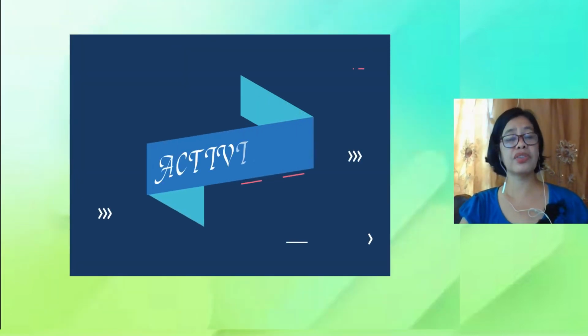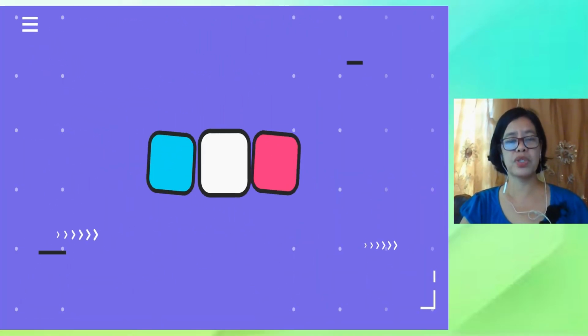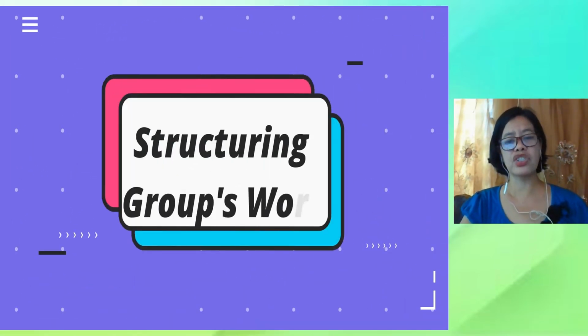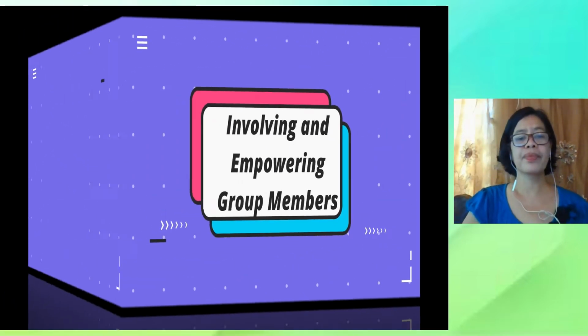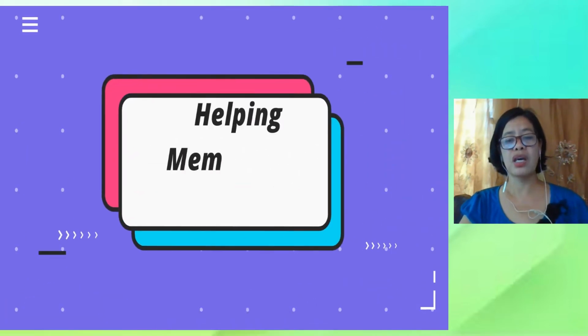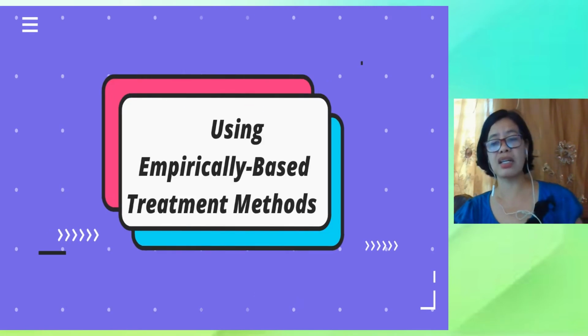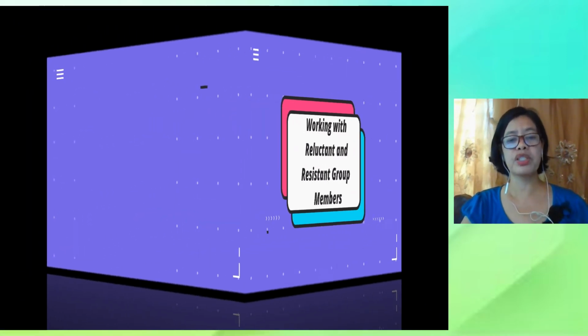Although every group has a unique developmental pattern that calls for different leadership skills, workers are often expected to perform seven broad activities during the middle stage of all treatment groups. These activities include preparing for group meetings, structuring for group work, involving and empowering group members, helping members to achieve goals, using empirically based treatment methods, working with reluctant and resistant group members, and monitoring and evaluating the group's progress.